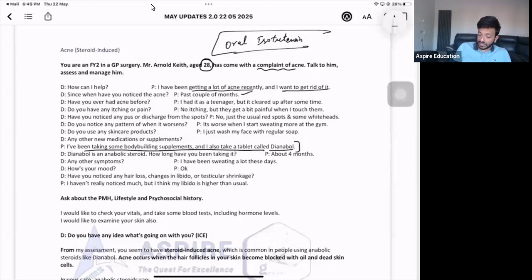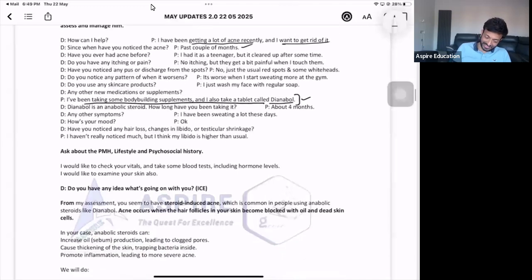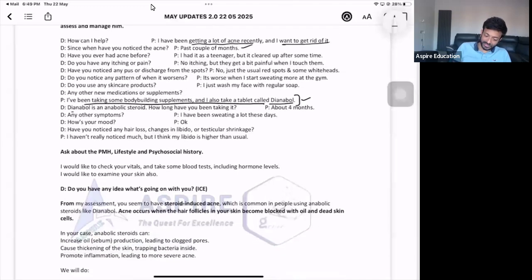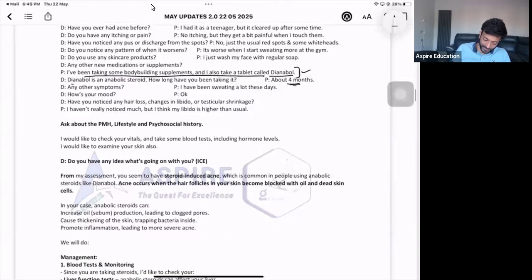See, in the exam, he will not name this drug. He will say, I'm taking something die. He won't name it, but it's Dynabol. It's a steroid that this patient is taking. Right? Dynabol is an anabolic steroid. How long has he been taking it? He is taking it for the last 4 months, right? So just be careful on this, right?